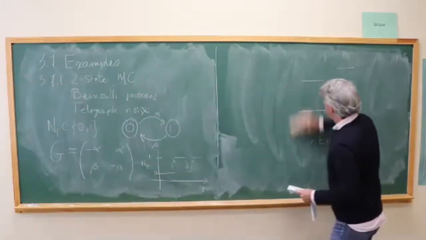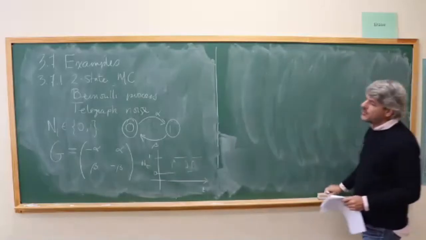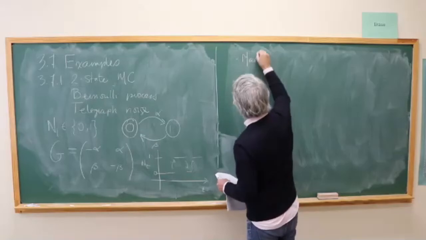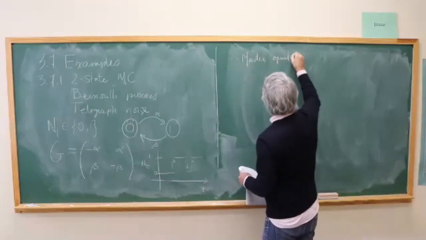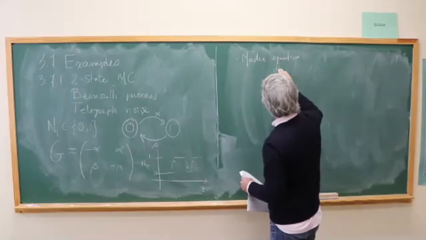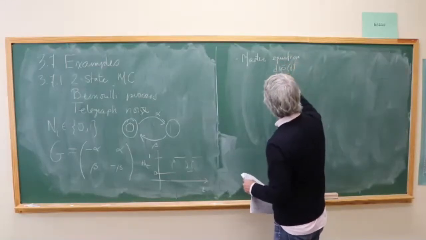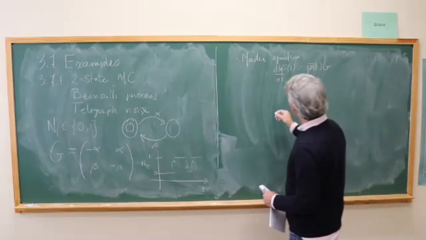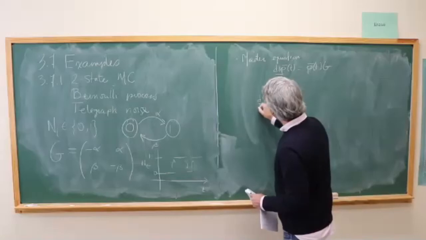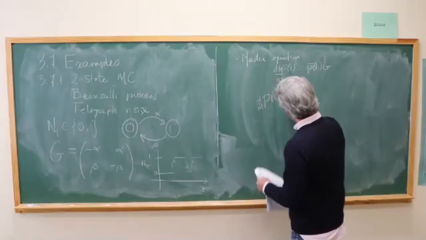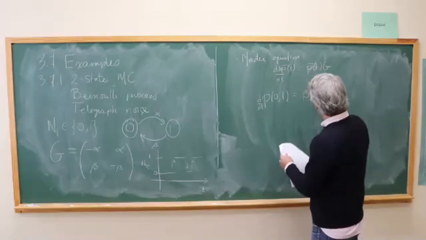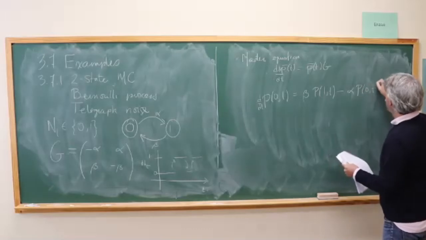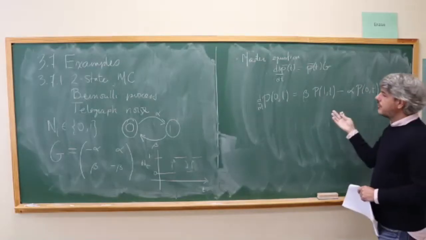Okay. So when I presented the example before, I only went as far as writing the generator. What I want to write now is the master equation. So the master equation for this process is the derivative of the probability vector, which is equal to this. If I write this down explicitly in components, what I have is d/dt of the probability to be at 0 at time t is beta times the probability to be at 1 at time t minus alpha times the probability at 0 at time t.